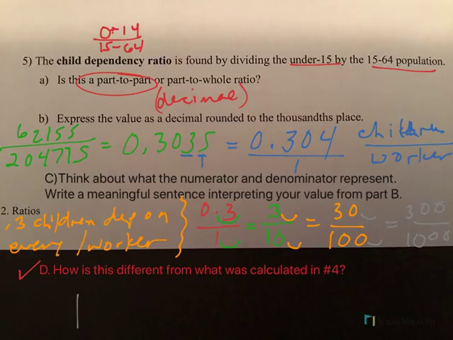And so how is it different? This is part to part, whereas in number 4 we were talking about part to whole. And remember, with part to part ratios, we only write them as decimals.